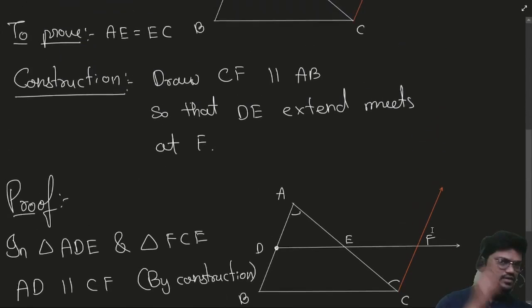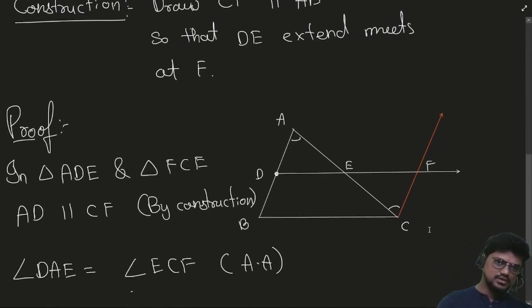Sir, I am telling AB parallel to CF, so we can say AD equals FC. No, no, we cannot say that. No, we cannot say that. Wait, just a moment. I'll tell you.